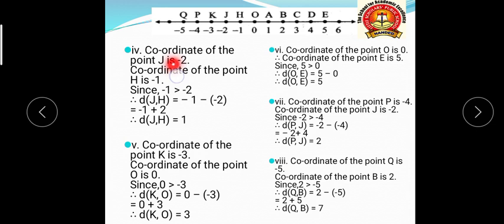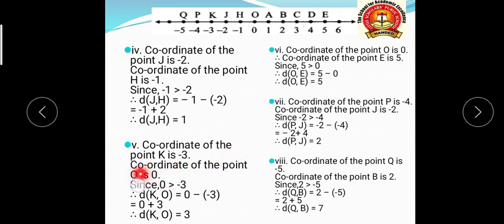In the same way, the sixth question, the coordinate of the point J. We have to find J and H. What is J? Minus 2. H is minus 1. And therefore minus 1 is greater than minus 2. Therefore distance of J, H is equal to minus 1 minus (minus 2). This minus minus becomes plus 2, so minus 1 plus 2 and you will get 1. So distance of J, H is equal to 1.